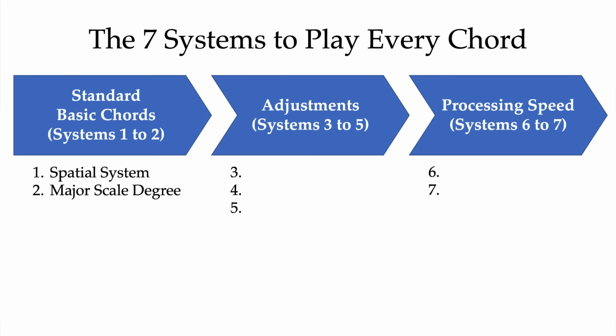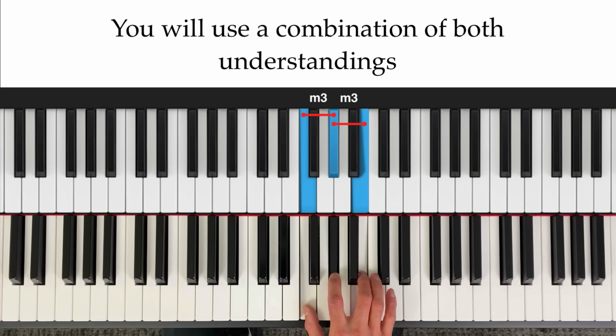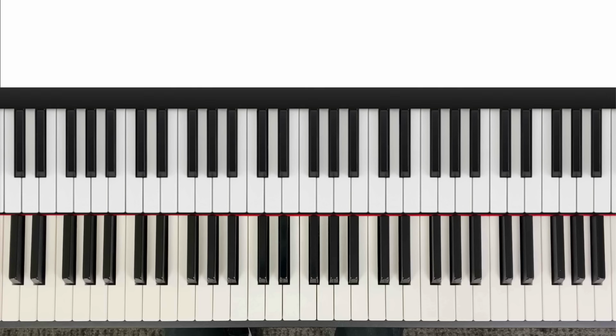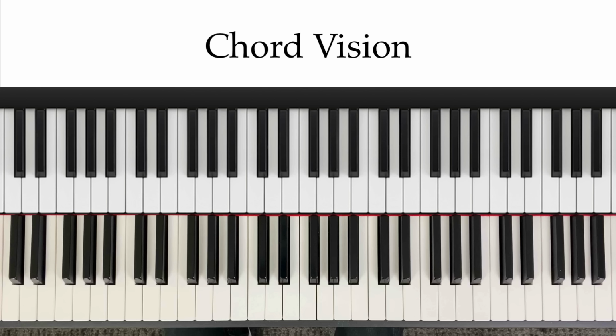Alright, now you know the spatial and major scale degree systems of playing all the standard basic chords. Ultimately, you'll use a combination of both of these understandings. For example, with the diminished 7th chord, many find it easier to visualize it spatially as 3 minor third intervals, instead of 1, flat 3, flat 5, double flat 7. However, as we move on to the next systems of thinking, you'll rely more on the major scale degree system. Ultimately, you gain what's called chord vision. Somebody says play an A major 7, and you intuitively know what that looks and feels like.